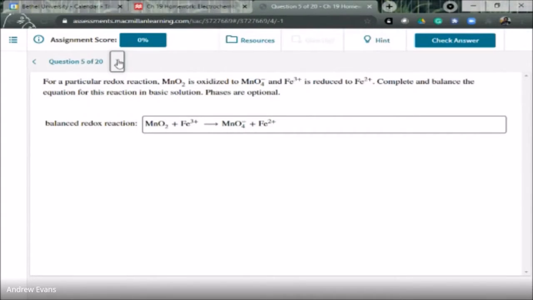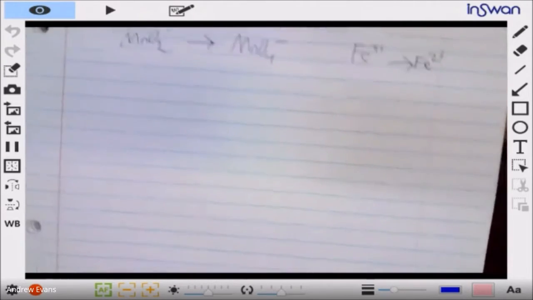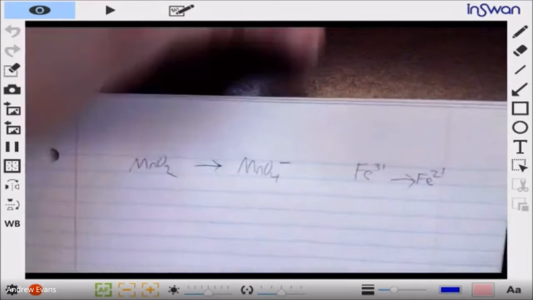Now, this one's done in basic solution. Phases are optional. So let's write down our 2 half reactions and work from there. We'll write these down, MnO4 minus, and Fe3 and Fe2. I got this down in my notebook, so I can go to the doc cam. I'll move that up a little bit.